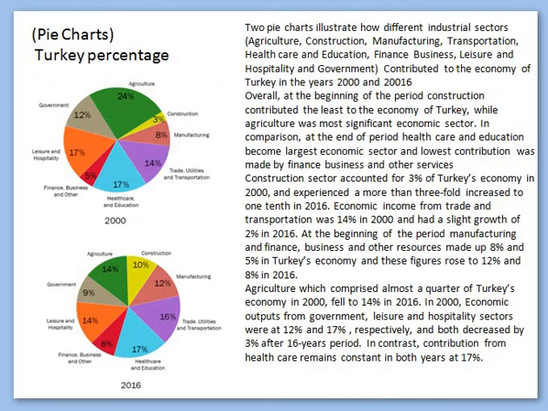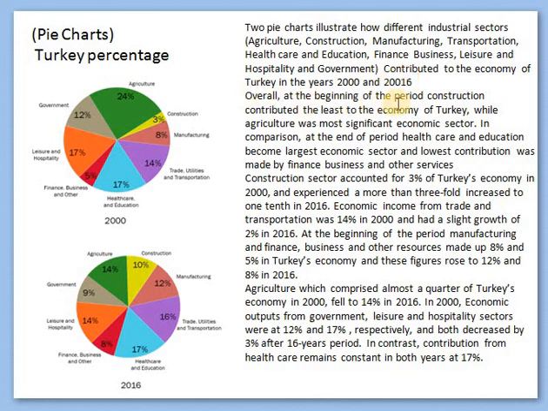Two pie charts. Another example. Turkey, with percentages in agriculture, construction, manufacturing, trades, healthcare, finance, leisure and government. This is 2000 and the next one is 2016. The 2 pie charts illustrate how different industrial sectors, agriculture, construction, manufacturing, transportation, healthcare, finance, business, leisure and hospitality, and government contributed to the economy of Turkey in 2000 and 2016.